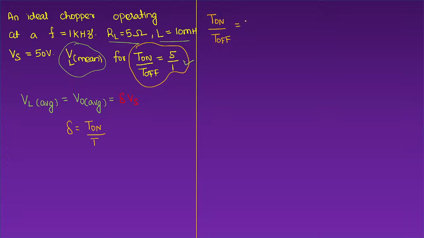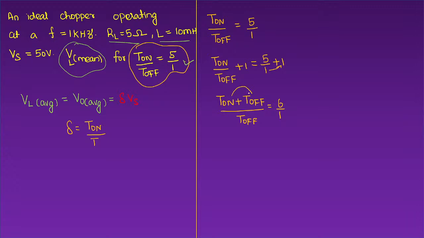They have given on time to off time equal to 5 by 1. So what I want to do is take on time upon off time and add plus 1 on both sides, because from this relation I'm trying to bring the value of delta. When I do the cross product, it becomes on time plus off time upon off time, equal to 5 plus 1, which is 6 by 1 overall.